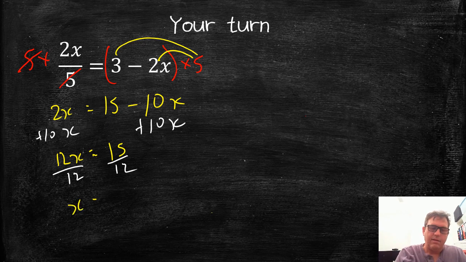Again, I can have an improper fraction, but I need to simplify it. So 15 over 12, I can't leave it improper. They both get divided by 3, which leaves me 5 over 4.